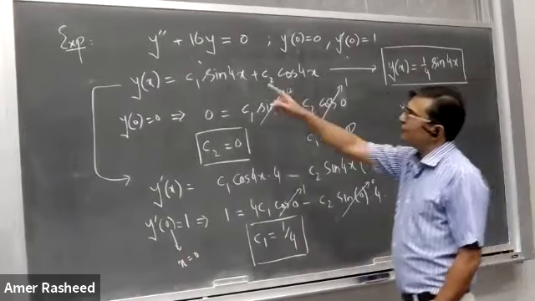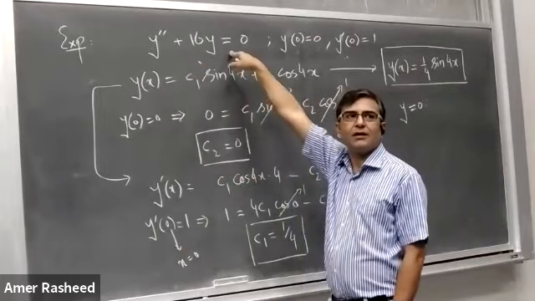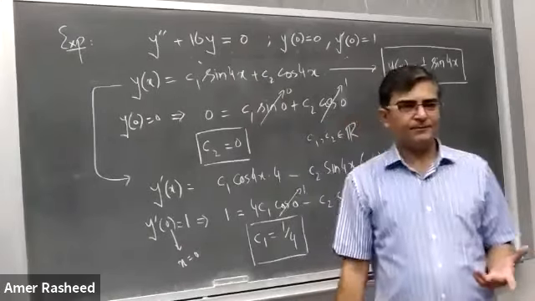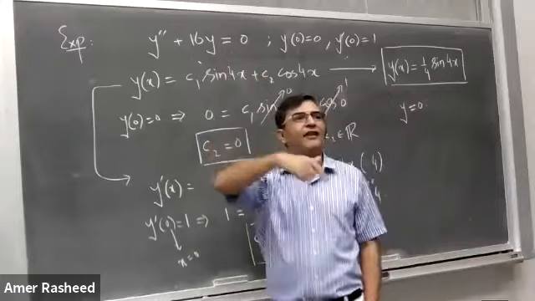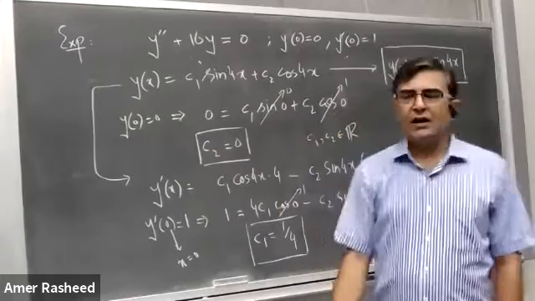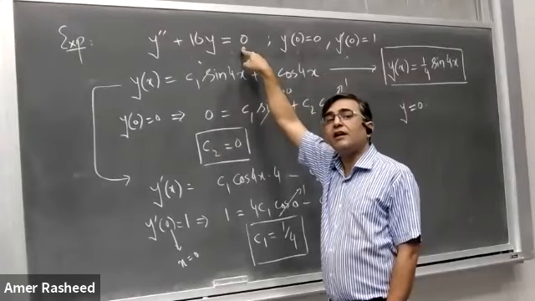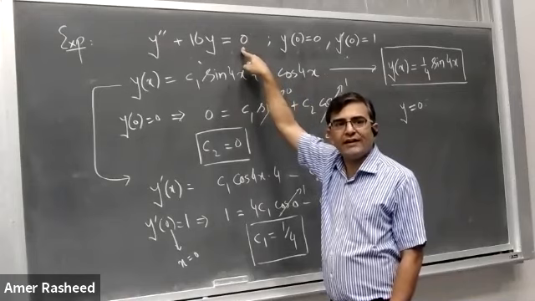Now, this equation, according to that criteria, is a homogeneous differential equation. It has nothing to do with the homogeneous functions. We are not checking the degree of that function in each term. We just see if the right hand side is zero, then it is a homogeneous differential equation of second order.